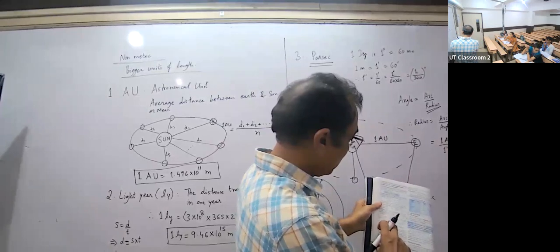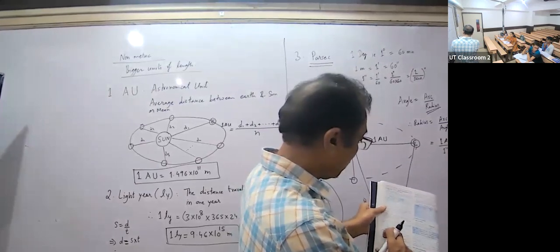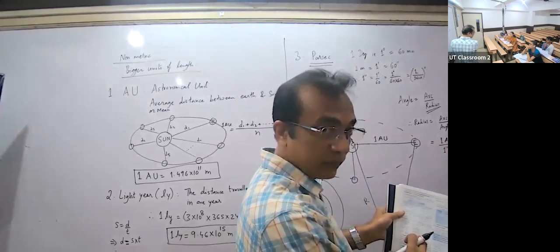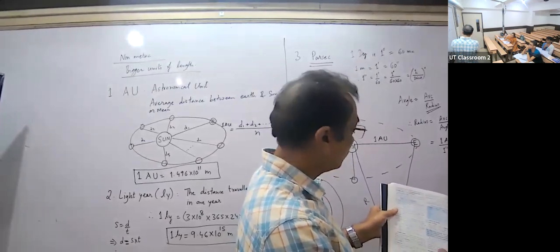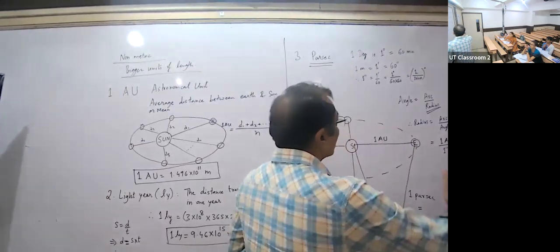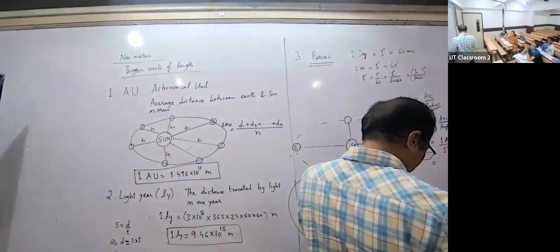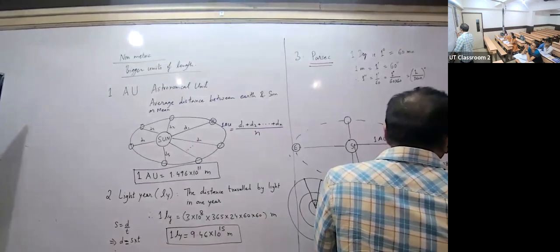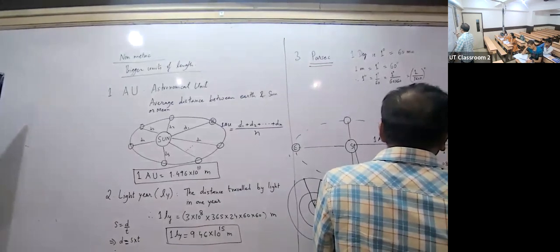So arc length is one astronomical unit, which is 1.496 times 10 raised to 11 meter. And 1 second in radian will be 1 by 3600 into pi by 180. So assume that you know this. Right now you will not understand because it is not taught to you in mathematics, but it will come. So then you will get the value of 1 parsec equal to 3.08 into 10 raised to 16 meter. So 1 parsec is this value.